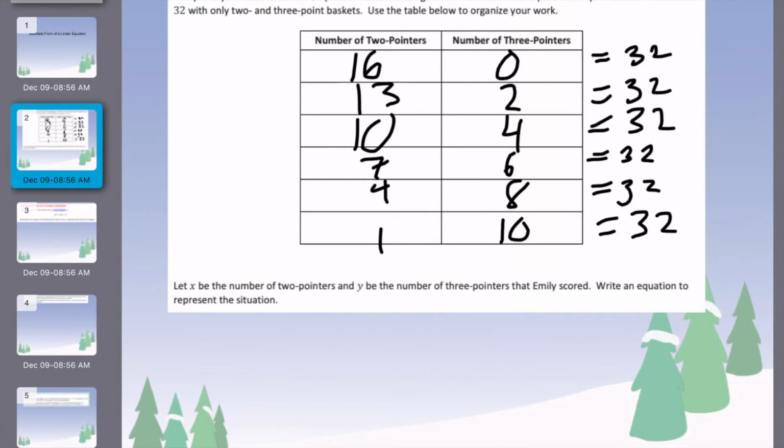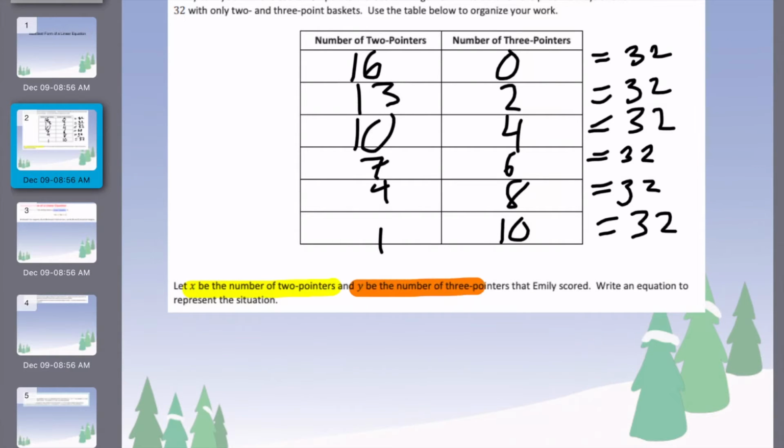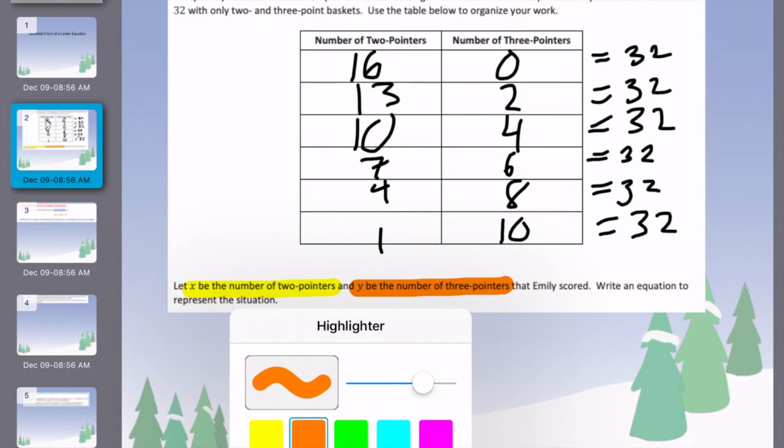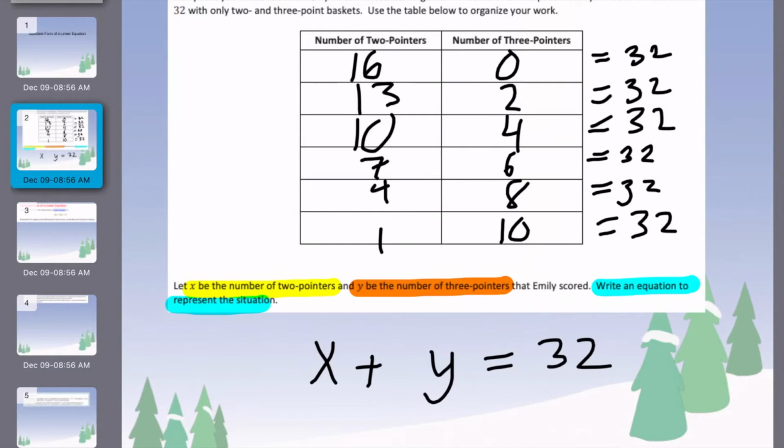And now the next part of the question is, let x represent the number of 2-pointers and y be the number of 3-pointers that Emily scored. And now they're asking me to write an equation to represent the situation. So I need to think about this. If x is the number of 2-pointers and y is the number of 3-pointers, well, when they're added together in points, they make 32.